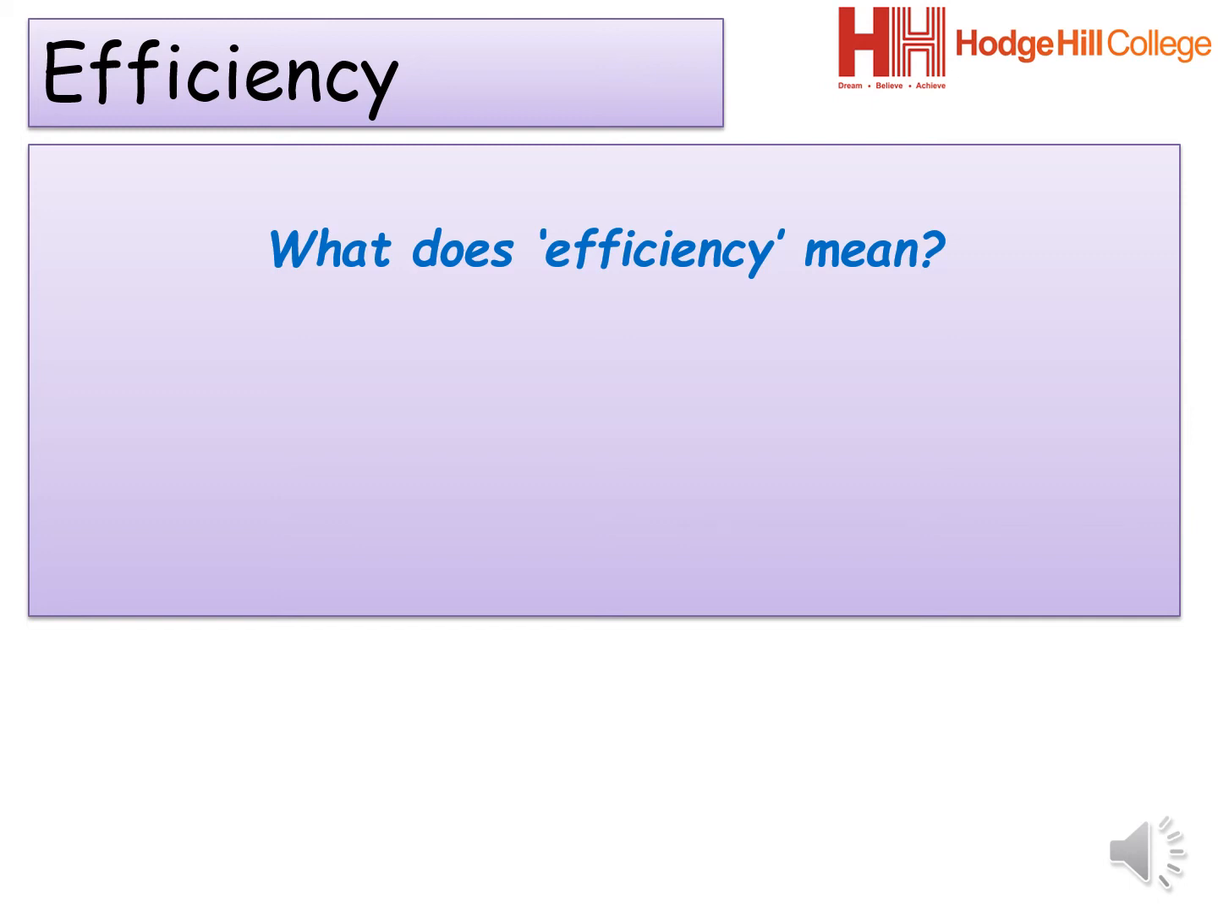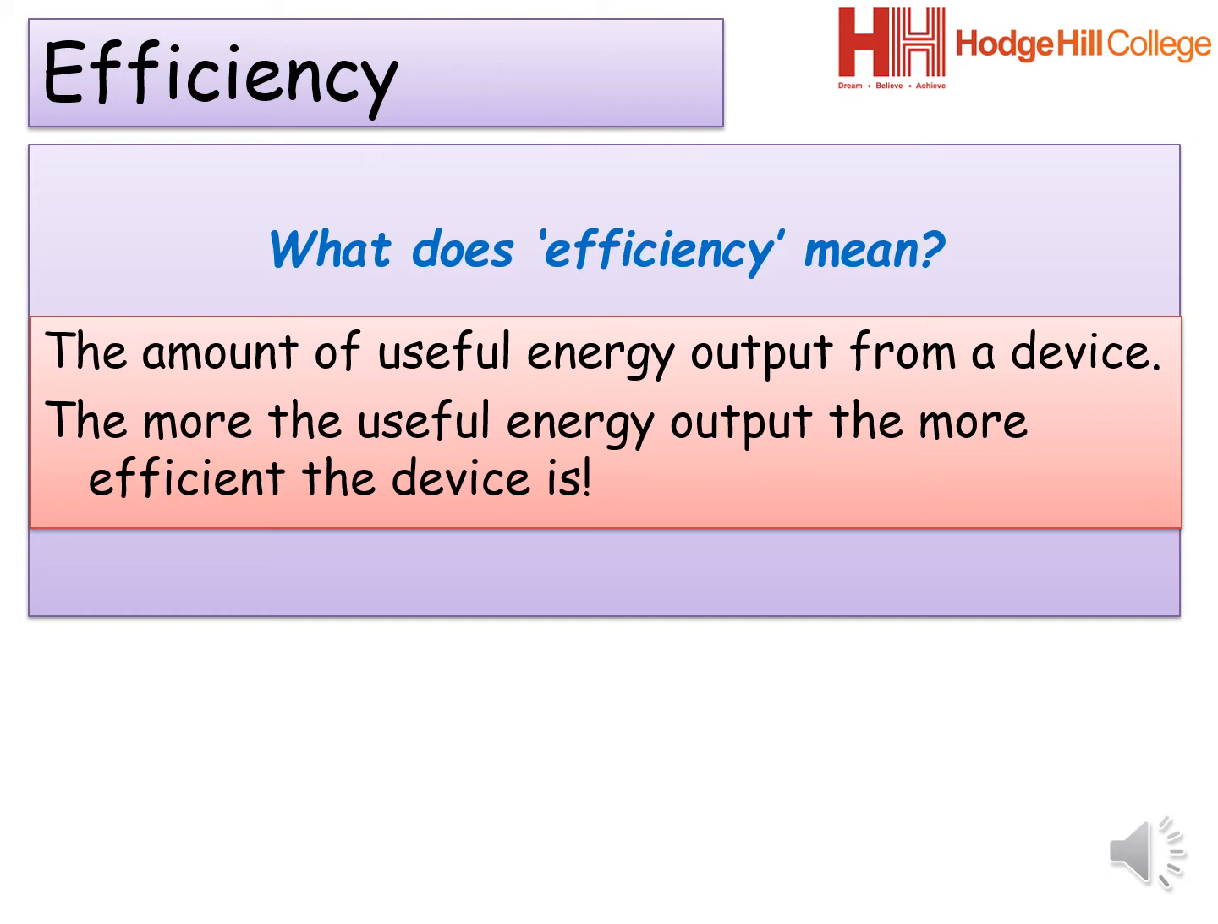Okay, so today's lesson is all about efficiency, but before we go any further and actually look at how we calculate efficiency, we need to understand exactly what we mean by that word. So efficiency is essentially the amount of useful energy output from a device. So the more useful energy output we have, the more efficient a device will be.